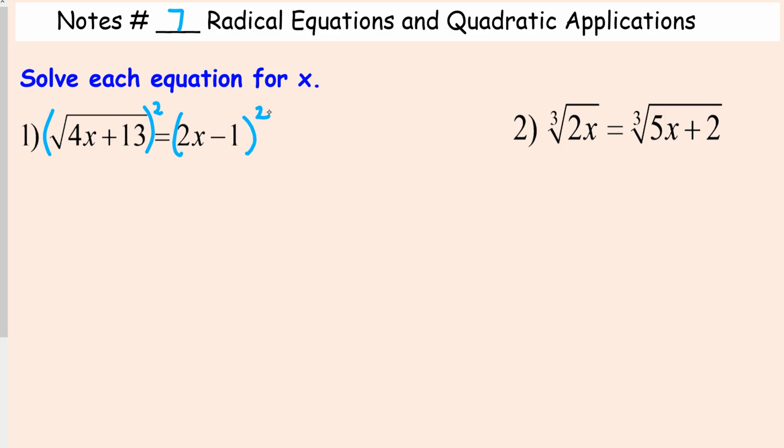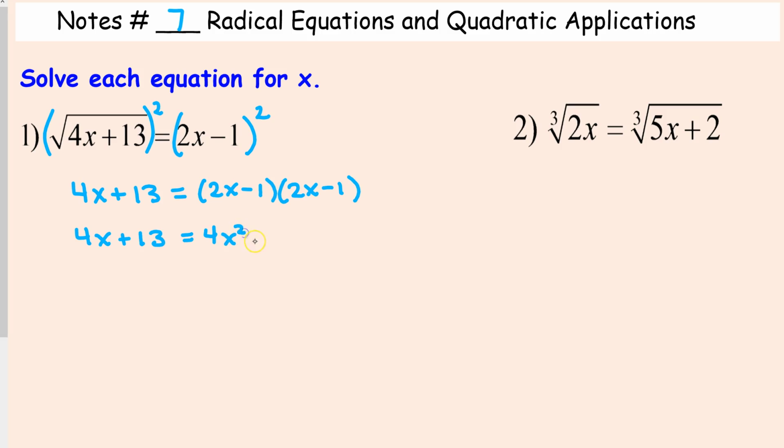So the left side of the equation, we'll see the square root sign and the squared cancel each other out, leaving us with just 4x plus 13. But then on the right side of the equation, we have to actually multiply using the FOIL method: 2x minus 1 times 2x minus 1. So let's do that. When we multiply those together using the FOIL method, we get 4x squared minus 4x plus 1. So now we have a quadratic equation and we're trying to solve it for x.